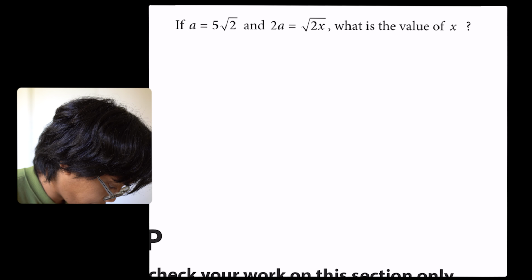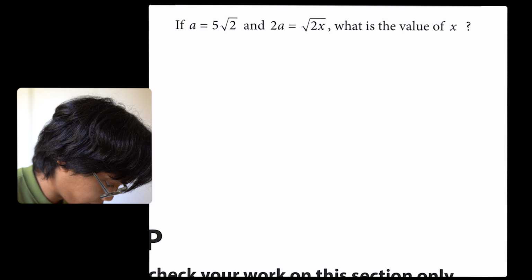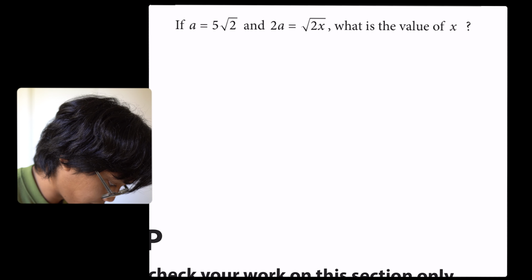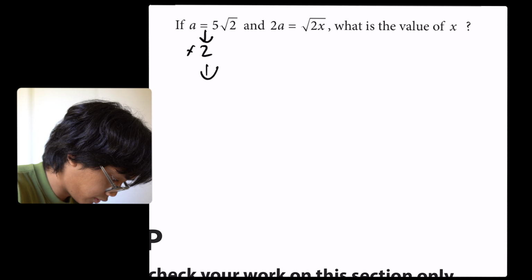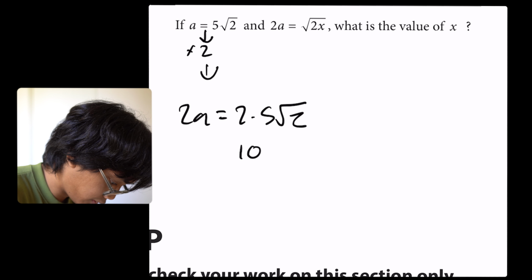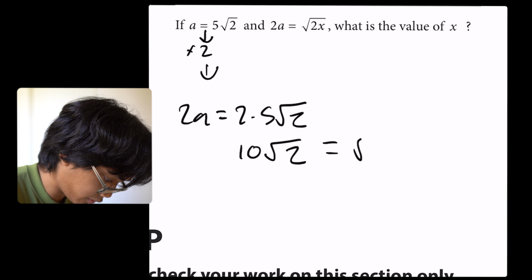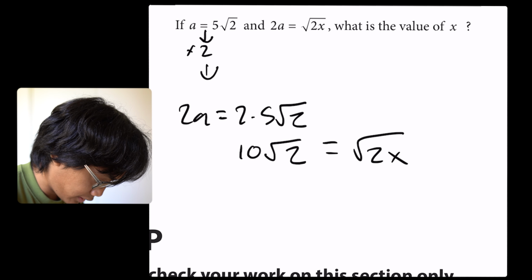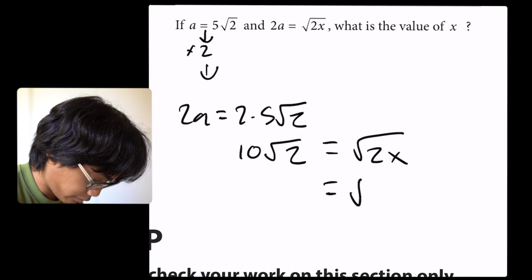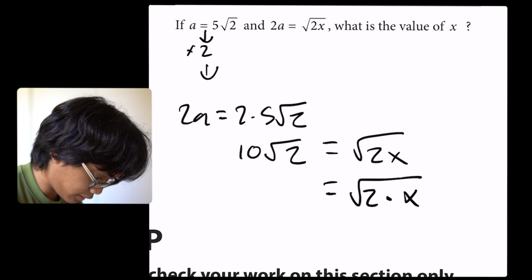If a equals 5 times the square root of 2 and 2a equals square root of 2x, what is the value of x? So if we just multiply this by 2, we'll get 2a equals 2 times 5 square root of 2, which is 10 square root of 2. And then we'll find that this is also equal to square root of 2x. So that means that square root of 2 times something is equal to the square root of 2 times 10.